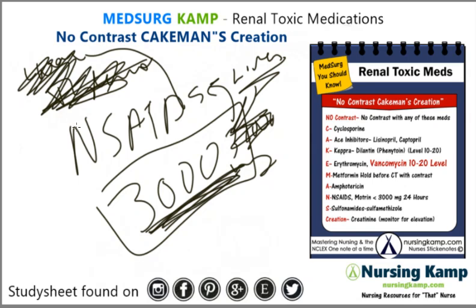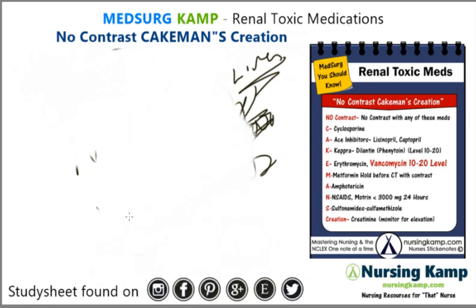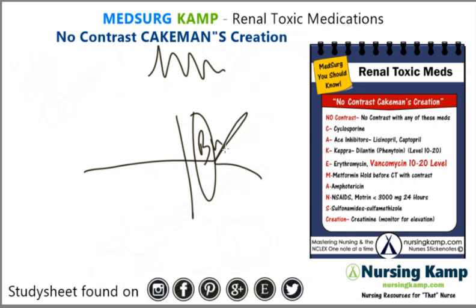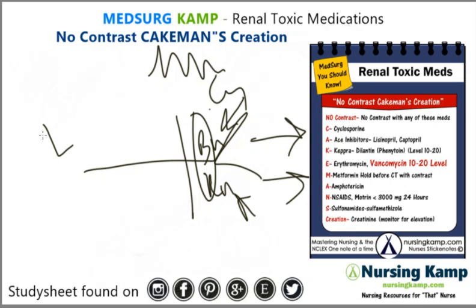Next is sulfonamides, sulfamethoxazole. And those are the cake man medications, all medications that can affect the BUN and creatinine. And if they're elevated, we generally will question these medications, but if we give them and we see elevations, they could be renal toxic. And we never generally give those medications with contrast.